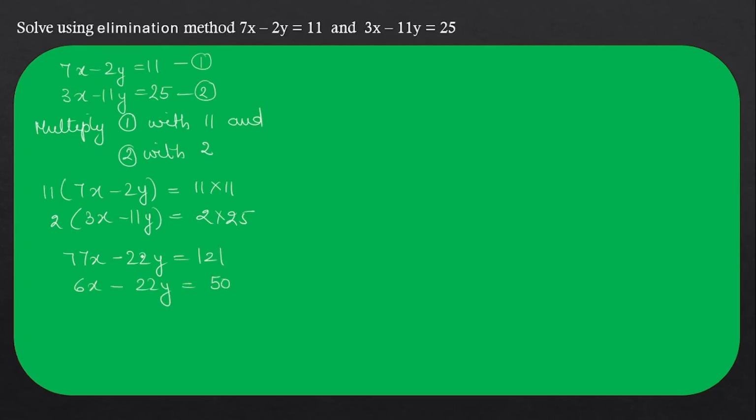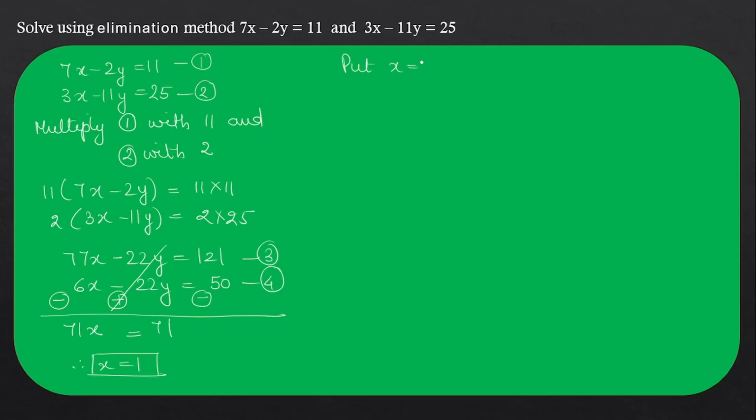Now again, since the signs of both the y coefficient are same in equation 3 and 4, we always subtract. And how do we subtract? We subtract by changing the sign of the terms which are written in the lower expression. Here 6x is positive, I'll make it negative. 22y is negative, I'll make it positive. 50 is positive, I'll make it negative. Let us solve this. So 77x minus 6x is 71x. This will get cancelled. This is equal to 71. Therefore, value of x is 1.